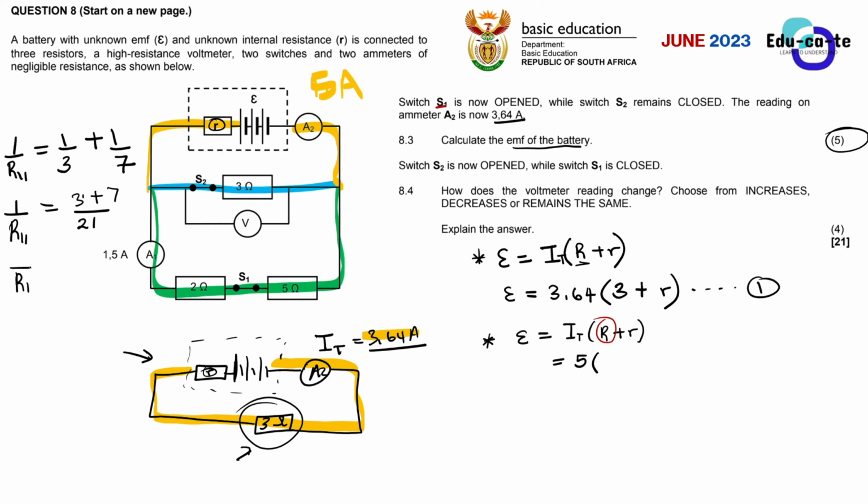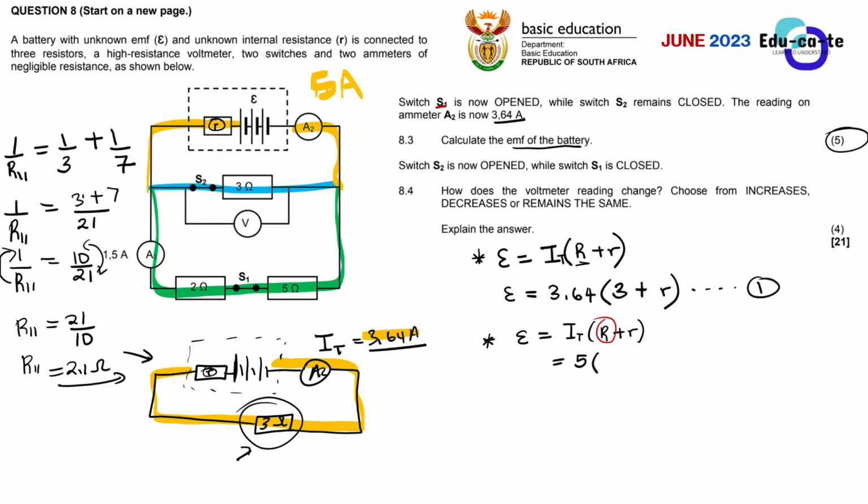Okay, 1 over R parallel is equal to 10 over 21, but we're looking for R parallel, not 1 over R parallel. So you just need to invert the terms. R parallel will be equal to 21 over 10. Take the 21 up and the 10 down. You know the vibes, right? So 21 over 10 will give you 2.1 ohms. So that is the parallel resistance: R parallel is 2.1 ohms.